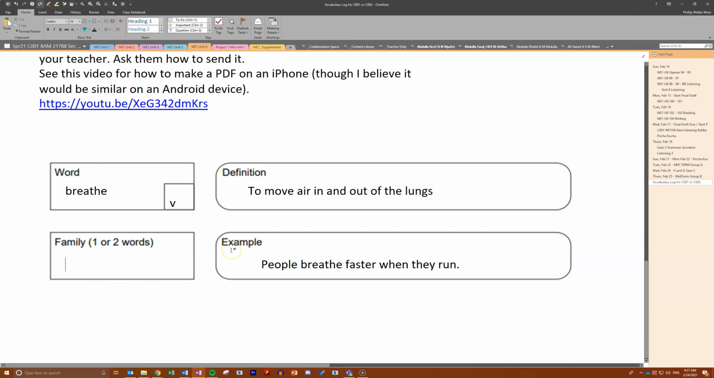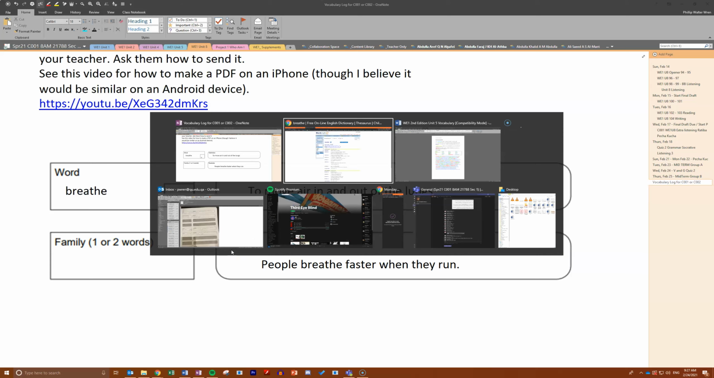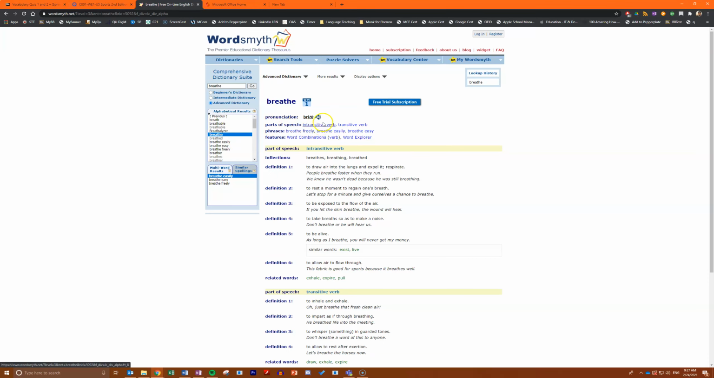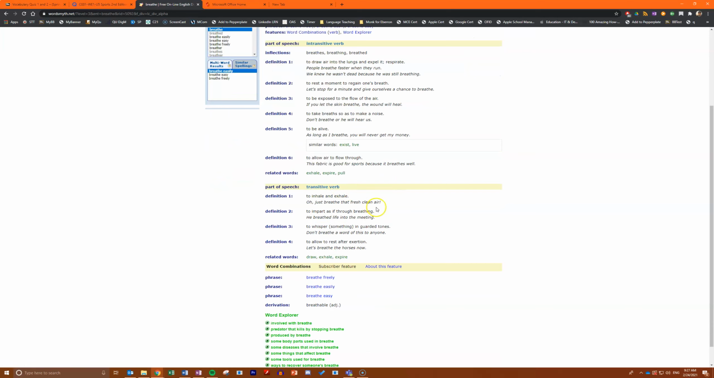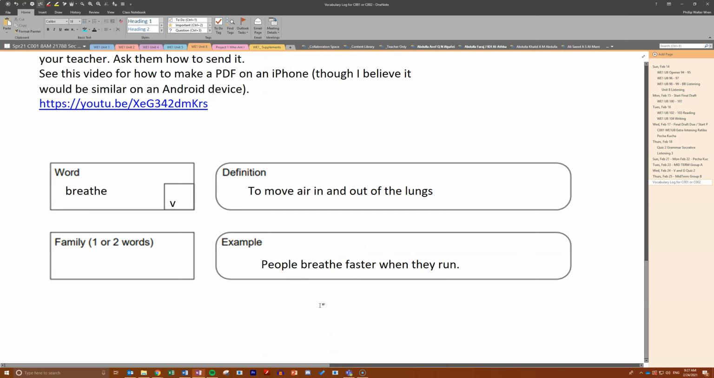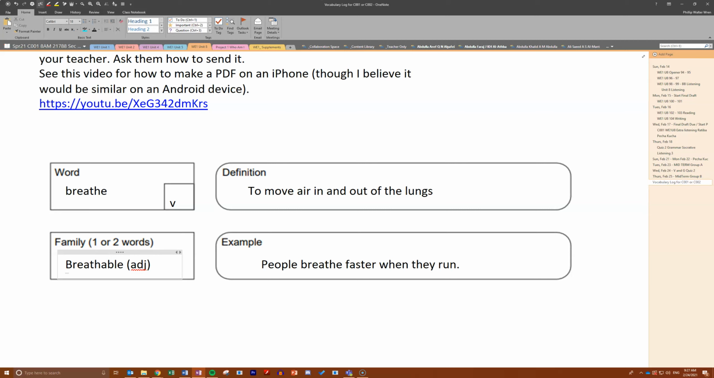Now I just need a family word. A family word is to change the type of word from a verb to, say, an adjective or an adverb. Here, this derivation. Breathable. So I have breathable. Adjective. I've changed the word. Some words really don't have a family word. That's okay. You can try to come up with a synonym, a similar word.